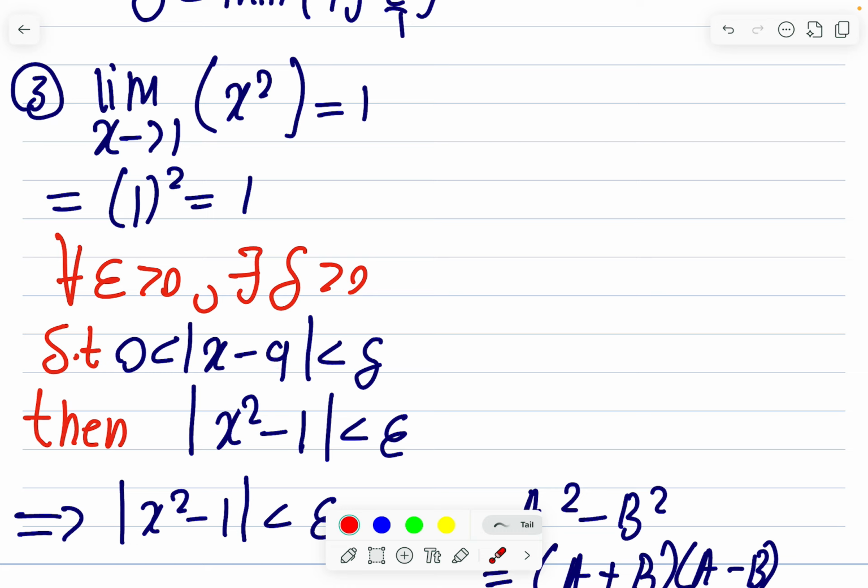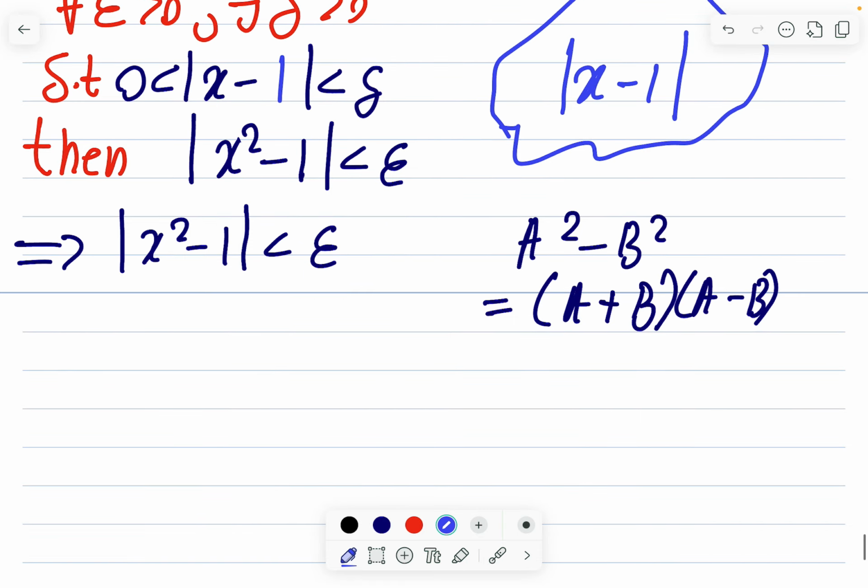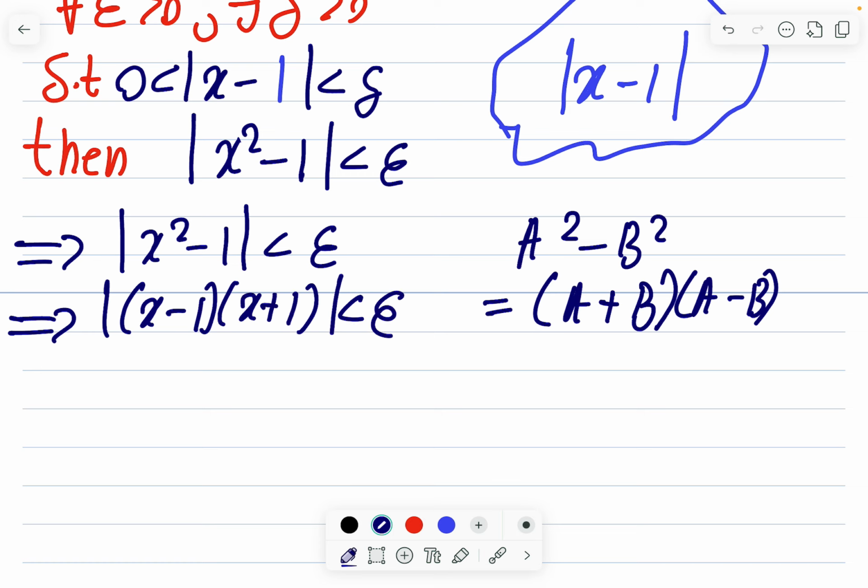Sorry, I made a mistake. We're supposed to put 1 there. I was thinking of a. So we're supposed to put 1 here, which is this one. Understand? So our goal is to find x minus 1. Let me write my goal on that side. Our goal is to find |x − 1|. This is our goal. We have to find that. So let's continue. This implies that |x − 1| times |x + 1| is less than delta.